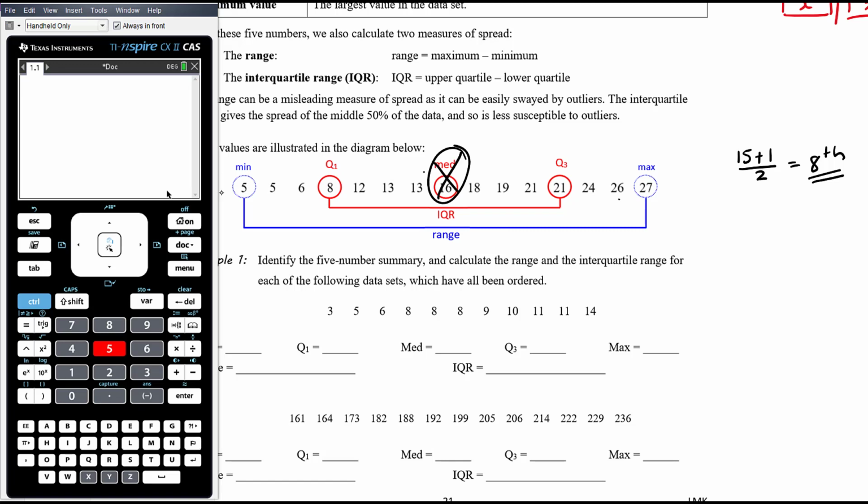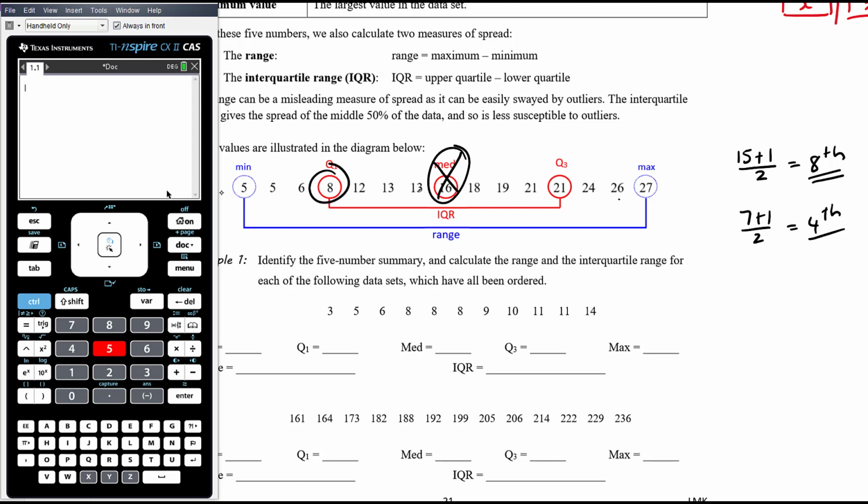Then once I've identified my median, and the median is a data value, we're essentially ignoring that, and we're looking at the first half of the data. There's 1, 2, 3, 4, 5, 6, 7 bits of data here. Now, when you're finding the quartile, you're essentially finding the median of the first half of the data, the lower quartile. So we've got 7 bits of data. Add 1 to it, divided by 2. That's 8 divided by 2. So the 4th bit of data will be Q1. Okay, 1, 2, 3, 4.